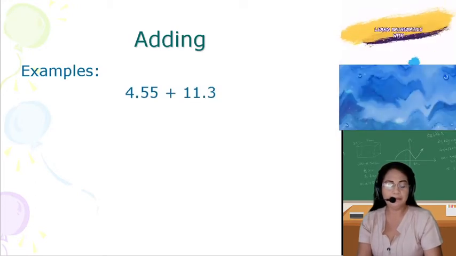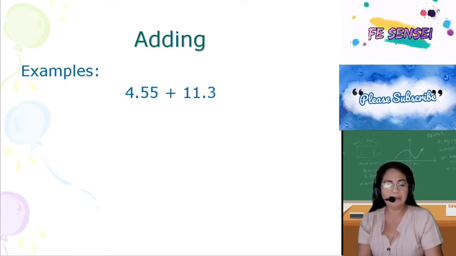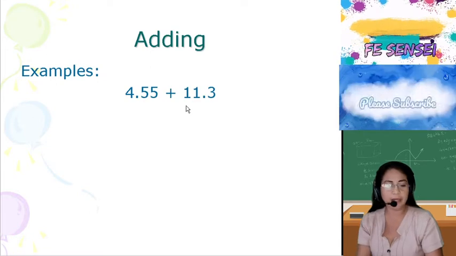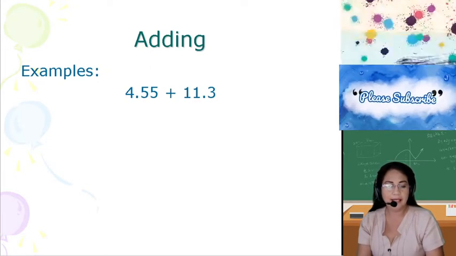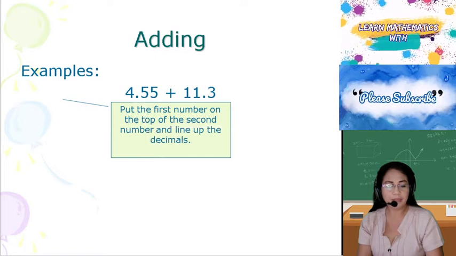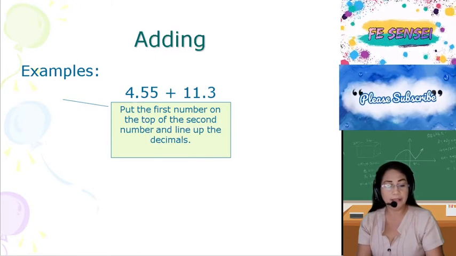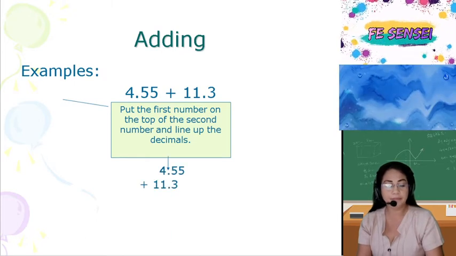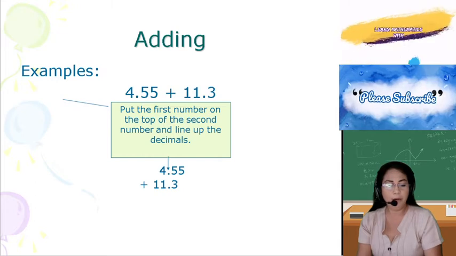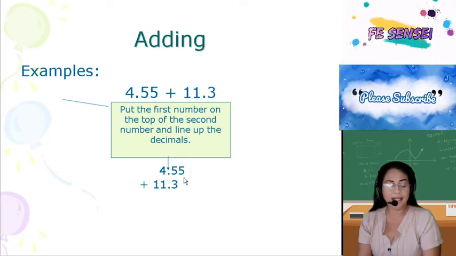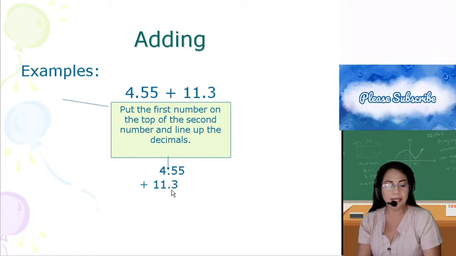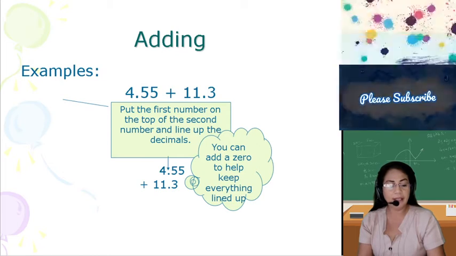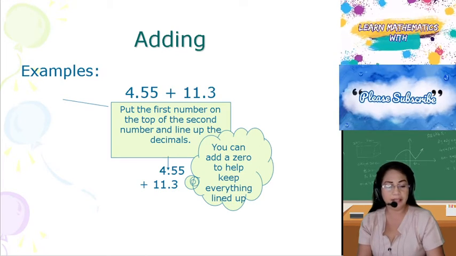For example, 4 and 55 hundredths plus 11 and 3 tenths. So, put the first number on top of the second number and line up the decimals. So this is it. 4 and 55 hundredths plus 11 and 3 tenths. You can add a 0 to help keep everything lined up.